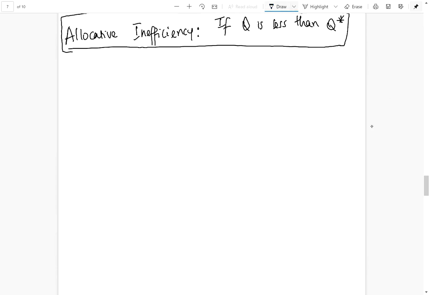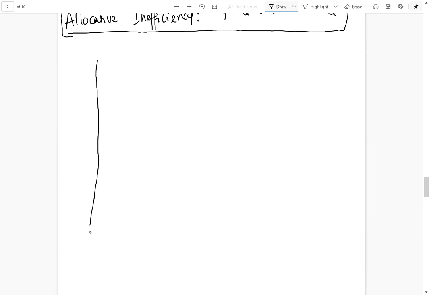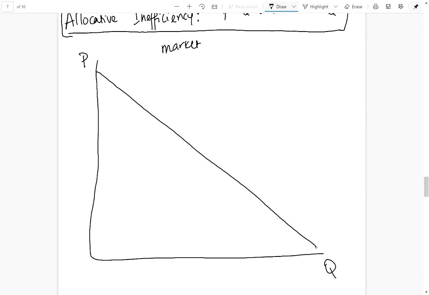We have our market space here. This is price, this is quantity. Again, this is the market. We have our demand curve and our supply curve. Remember, this is marginal cost. From here, we can see that competitive equilibrium happens at this point. We can call this E1, equilibrium 1, and this is P star.